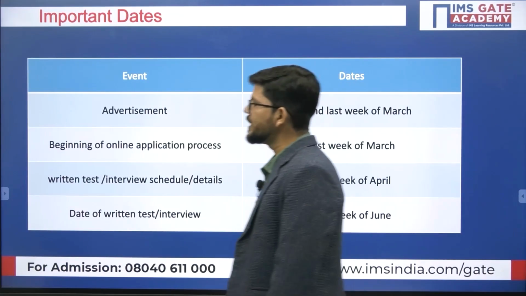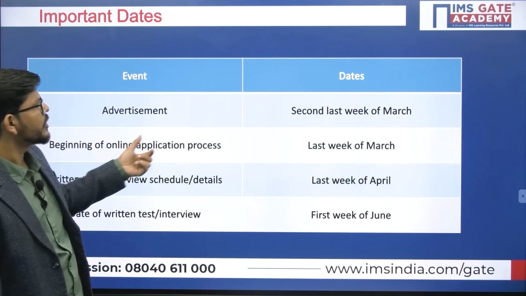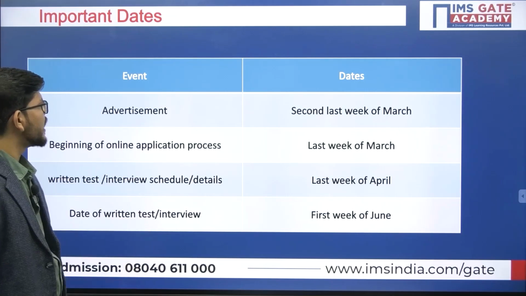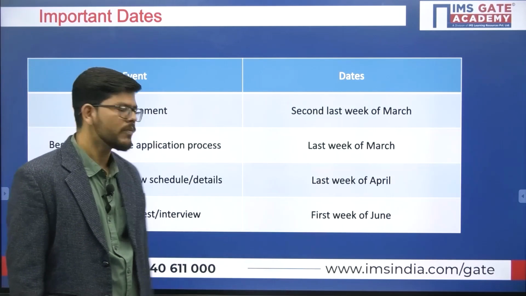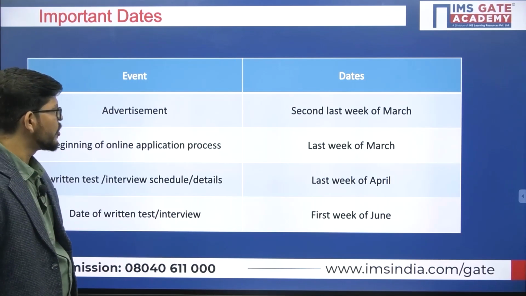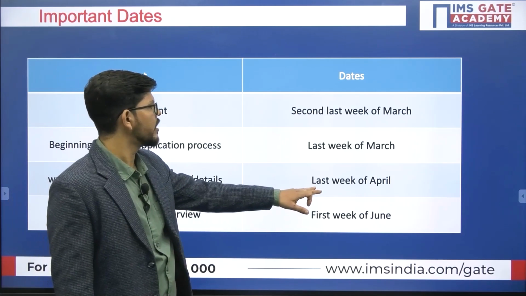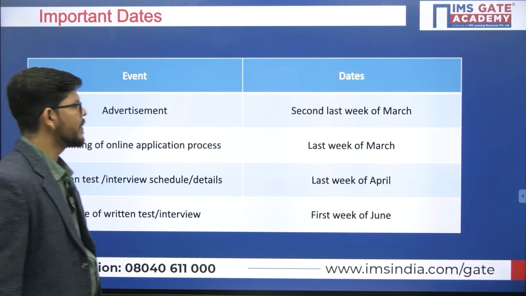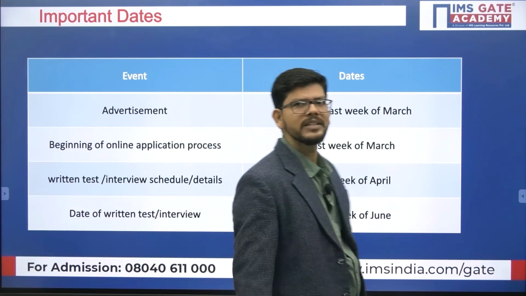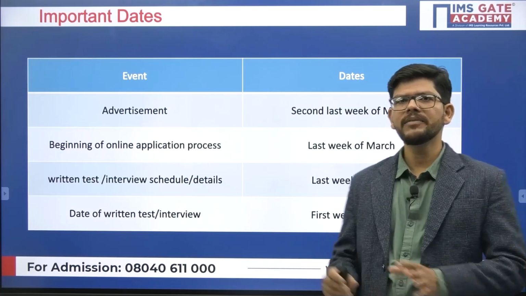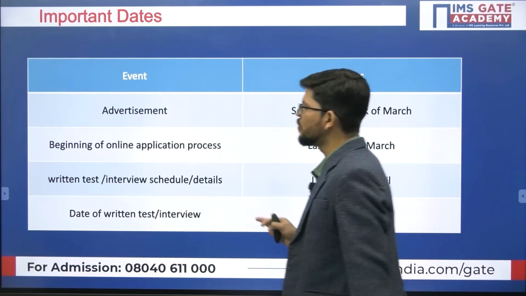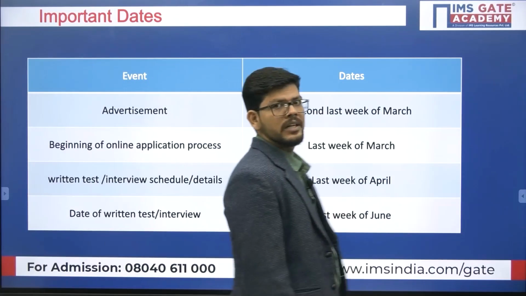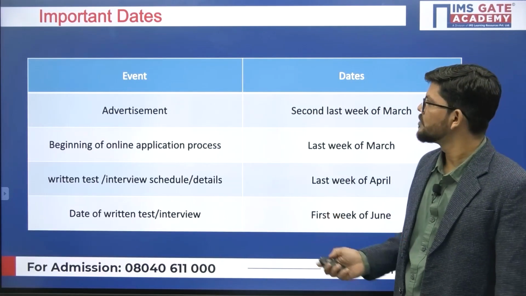Talking about the important dates, the advertisement is probably going to come in the second last week of March. The beginning of the online process will start from the last week of March, and then the written or interview schedule will be released in the last week of April. Then finally the written test will happen in the first week of June. These are the trends that I have taken from past years. So probably all this happens across these months and these dates, so from there I have chosen this.